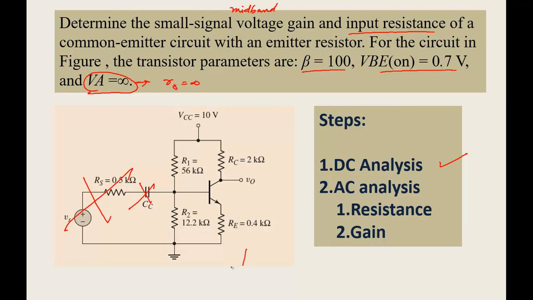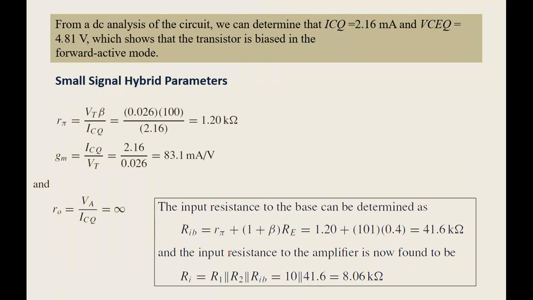So your circuit has to become like this: VTH, RTH, then your transistor, the emitter resistor comes like this, then you will have RC. So this is RC, RTH, VTH, RE. That's your equivalent circuit for DC. Find out VTH, RTH, all those things we have seen earlier in the previous problems. Find out everything, and R pi also you need to find out, GM also we need to find out. Now let us look at the AC analysis.